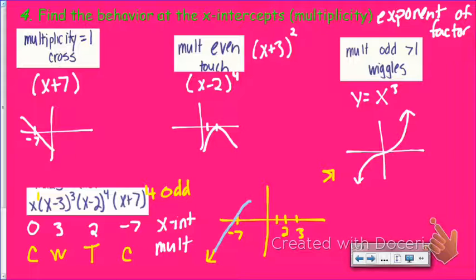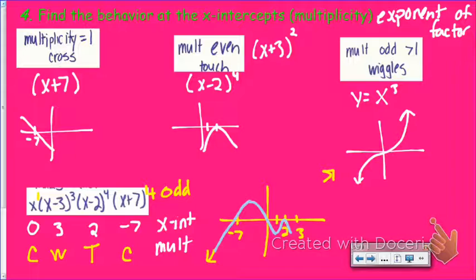Then my next 0 is 0. At 0, my graph is also going to cross. So I cross through 0. Then my next 0 is 2. At 2, my graph is going to touch. So I touch the graph at 2, and then I bounce back.